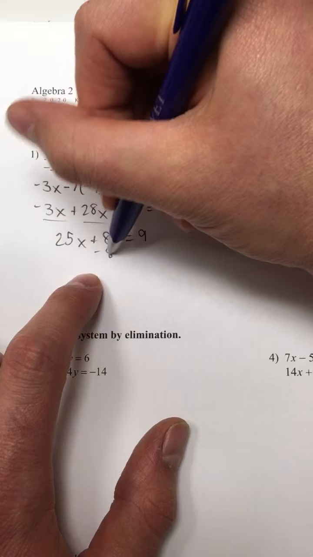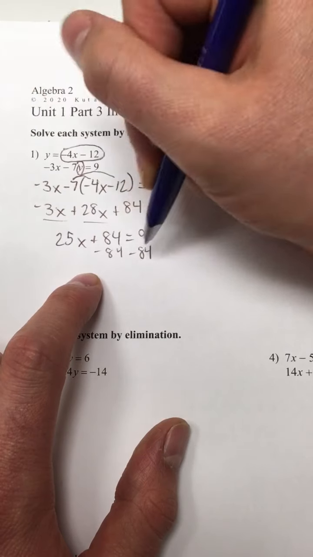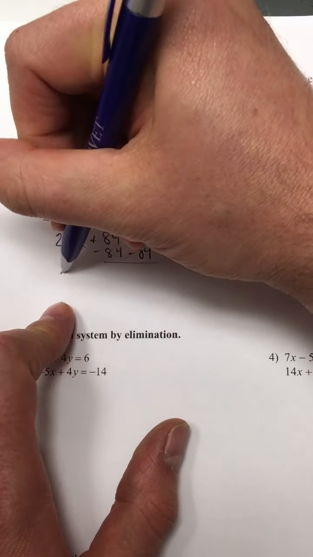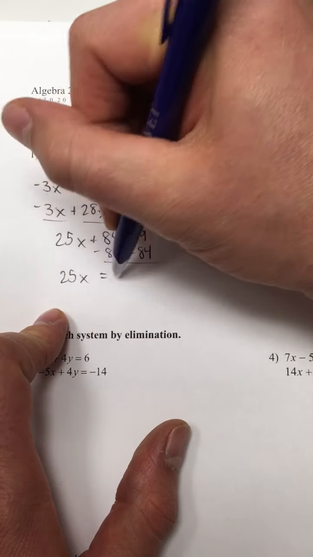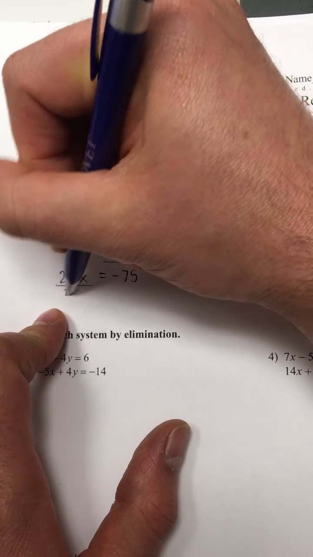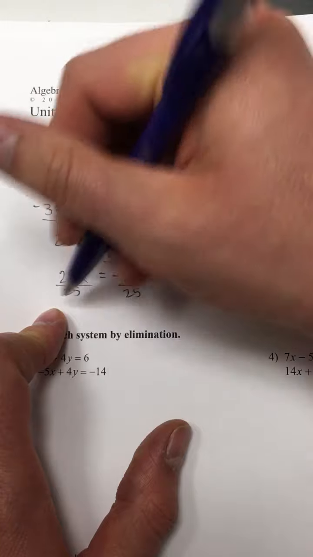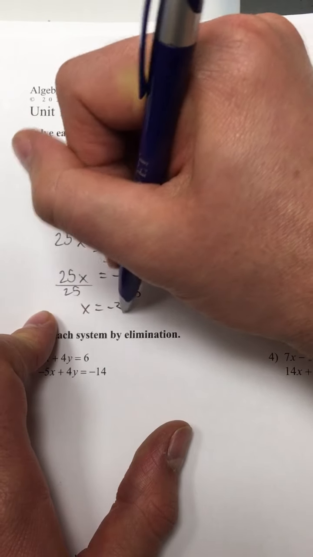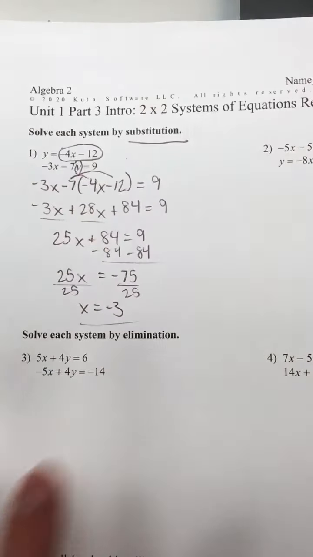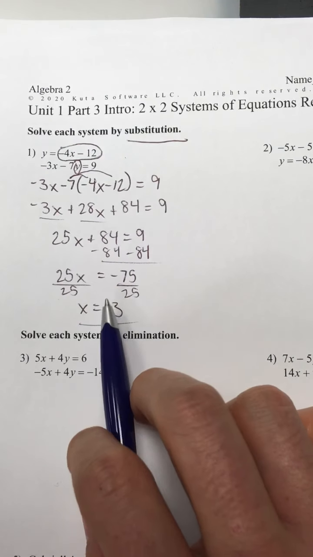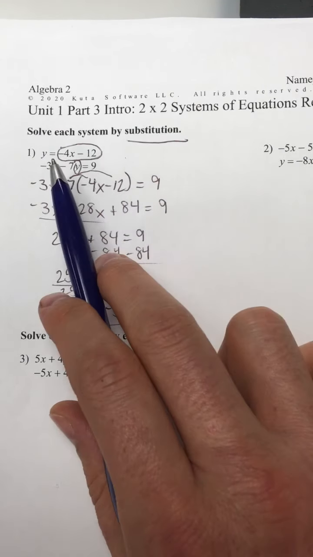Solve for x, so subtract 84. That's going to be negative 75. 25x equals negative 75. Divide by the 25. I've got x equals negative 3. All right, now that is correct, but that's not done. We found the value for x. We still need to find the value for y.